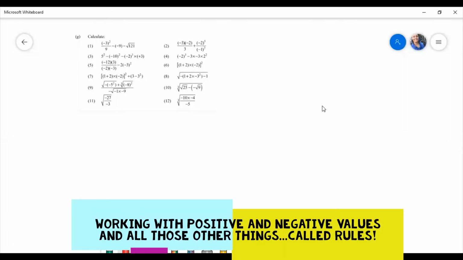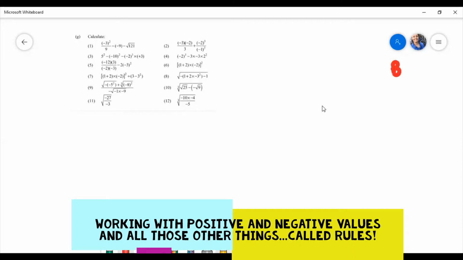Okay, so today we'll be working with those values that are either positive or negative within the brackets, and we will see what do we have to do first. Firstly, let's just make a note to remind ourselves that Bodmas comes first.